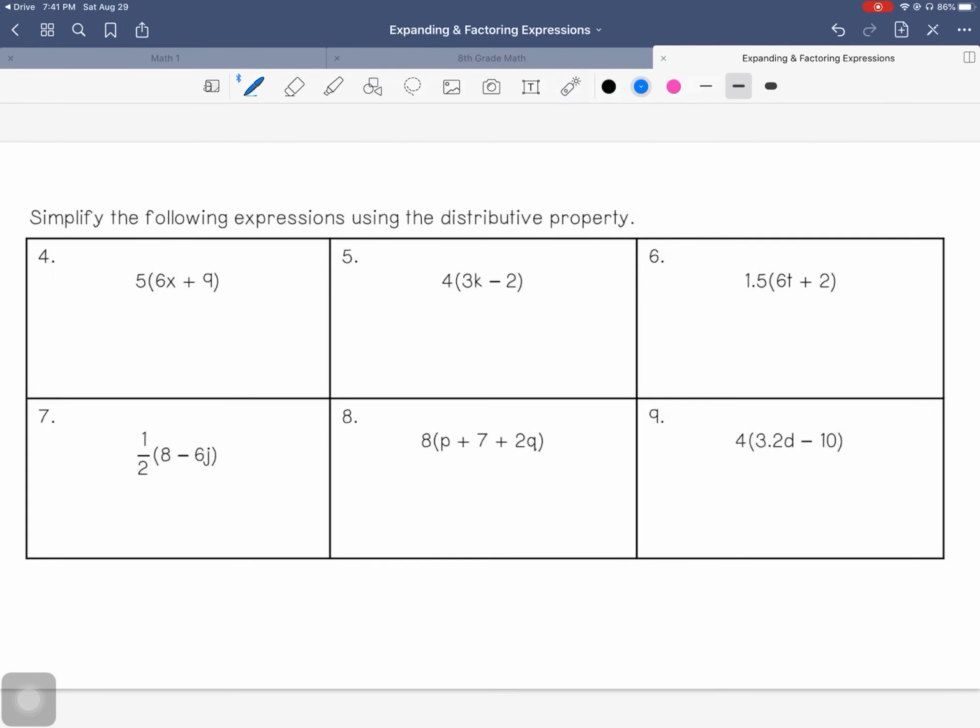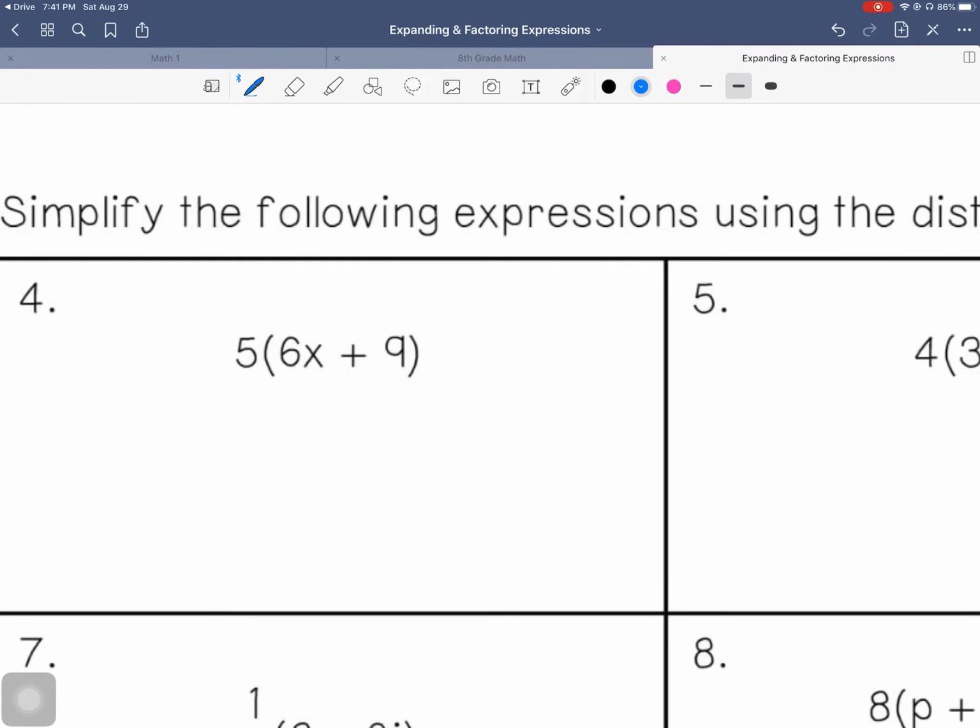We're going to practice using the distributive property on these 6 problems. I'm going to distribute the 5 throughout the parentheses. I'm not able to do what's in the grouping symbol because 6x plus 9 are not like terms. So in order to simplify this expression, we will distribute the 5. 30x plus 45. That is the simplified expression.